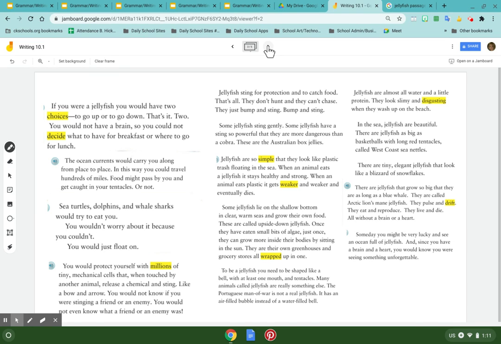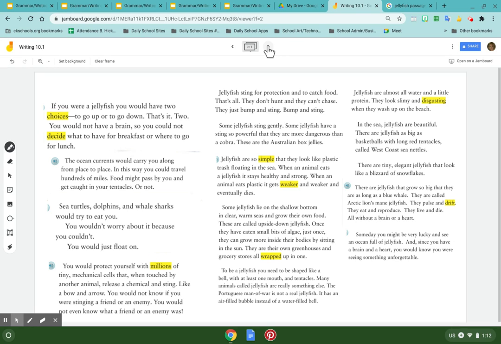Jellyfish are almost all water and a little protein. They look slimy and disgusting when they wash up on the beach. In the sea, jellyfish are beautiful. There are jellyfish as big as basketballs with long red tentacles called West Coast sea nettles. There are tiny, elegant jellyfish that look like a blizzard of snowflakes. There are jellyfish that grow so big that they are as long as a blue whale. They are called Arctic lion's mane jellyfish. They pulse and drift. They eat and reproduce. They live and die, all without a heart or a brain. Someday you might be lucky and see an ocean full of jellyfish, and since you have a brain and a heart, you would know you were seeing something unforgettable.